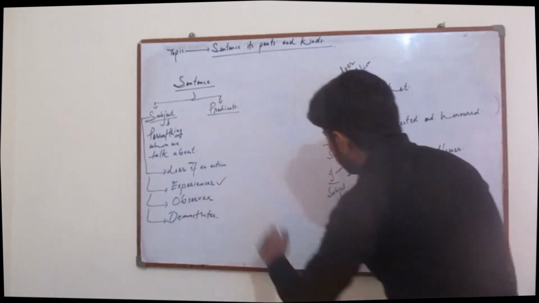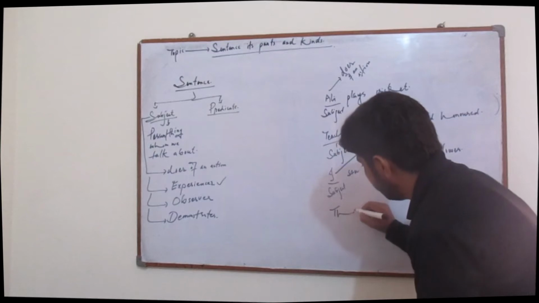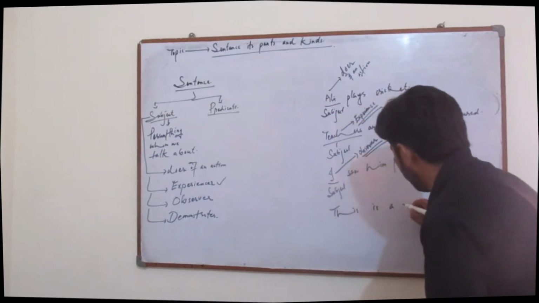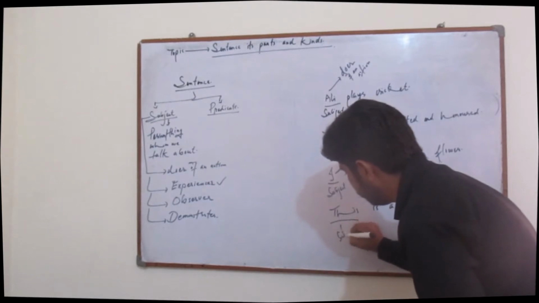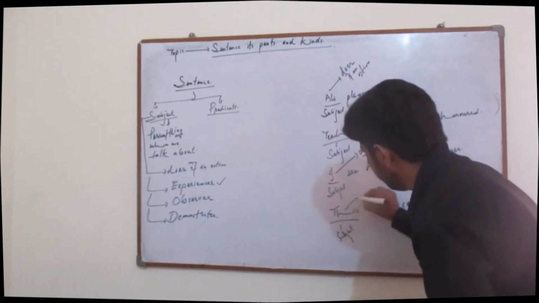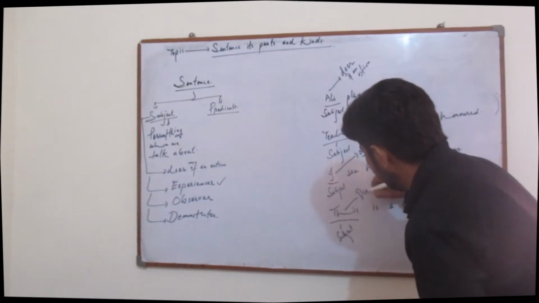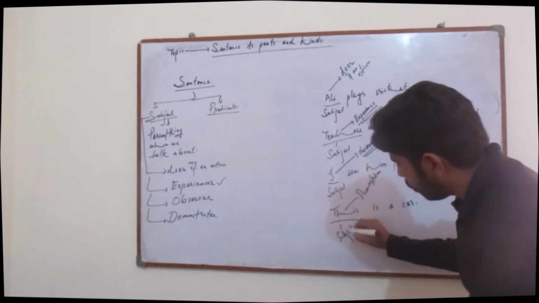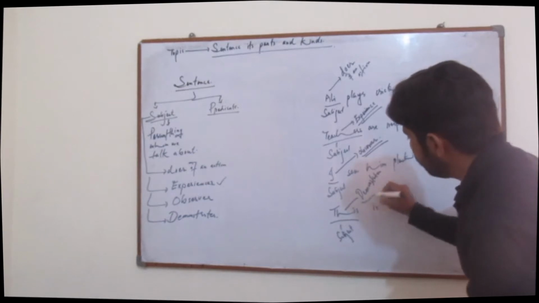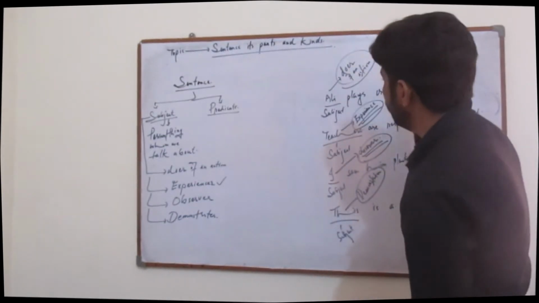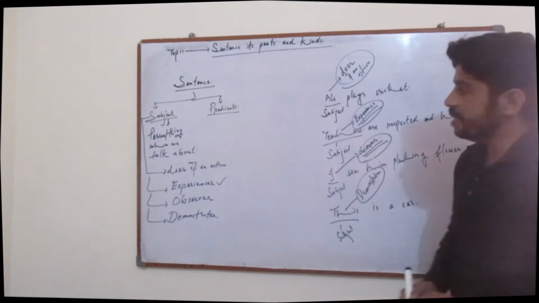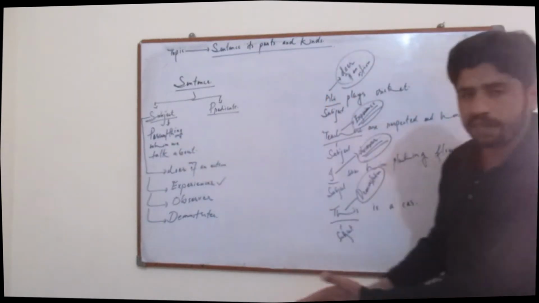Subject can be a demonstrator. This is a car. So here this is the subject. Why? Because we are talking about this, and it is what? A demonstrator. So as I said, subject means the person or thing we are talking about.